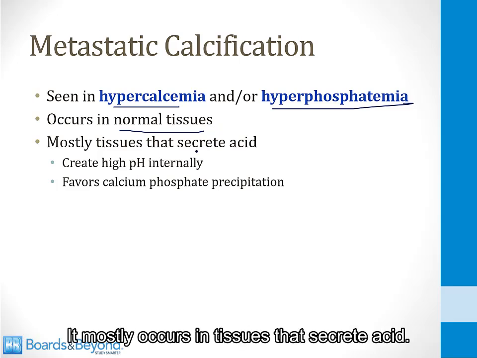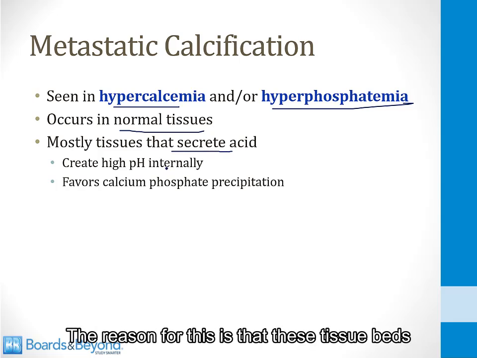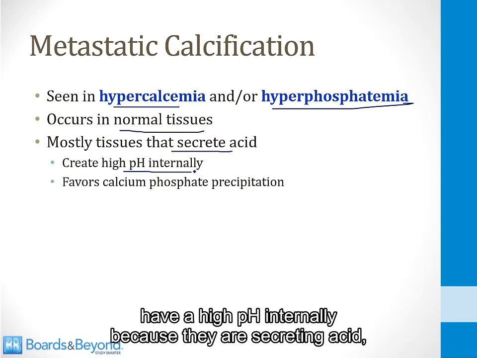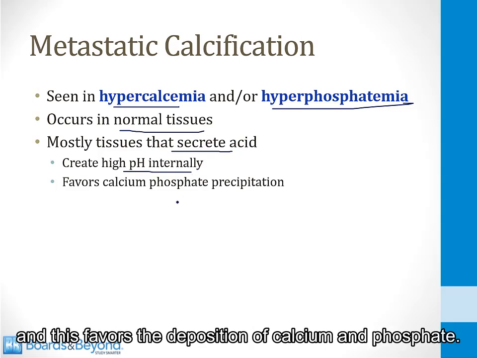It mostly occurs in tissues that secrete acid. The reason for this is that these tissue beds have a high pH internally because they are secreting acid, and this favors the deposition of calcium and phosphate.